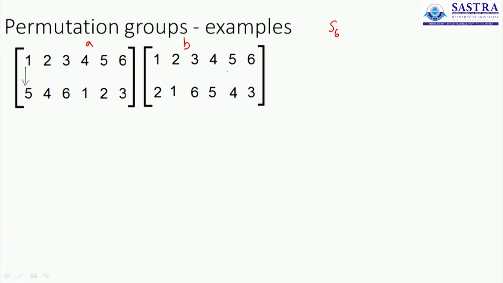1 goes to 5, 5 goes to 4, so 1 goes to 4. 2 to 4 and 4 to 5, so 2 goes to 5. 3 to 6 and 6 to 3, so 3 goes to 3 again. 4 to 1 and 1 to 2, so 4 goes to 2. 5 to 2 and 2 to 1, so 5 goes to 1. The last part, 6 to 3 and 3 to 6, so 6 goes to 6. So this is how you can multiply any two permutations either from the left or from the right.